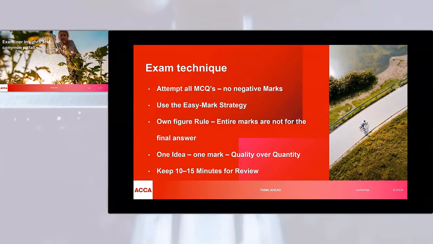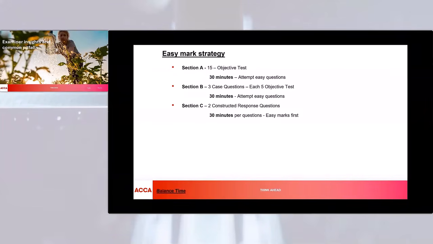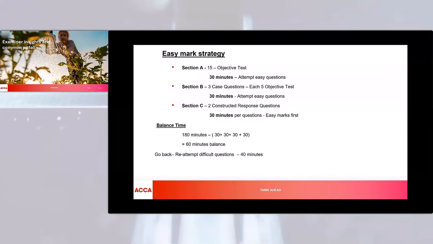Now, how is the exam time supposed to be split? Section A, 15 questions, 30 minutes. Next, 15 questions, that is 3 case questions, each 5 mark objective, 30 minutes. Section C, 2 constructed, first 30 minutes, another 30. You'll be left with 60 minutes. In that, reattempt the difficult ones, which is 40 minutes. Recheck your final answers in 15 minutes. And the last 5 is to go attempt all the unattempted ones.